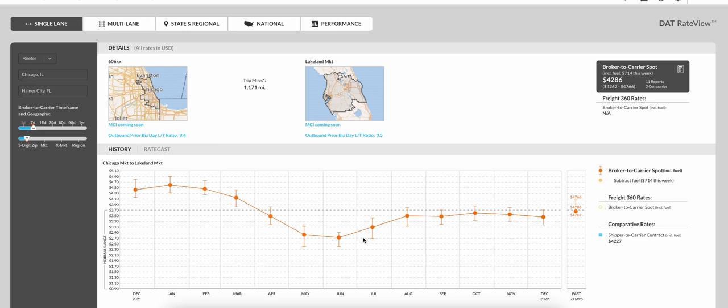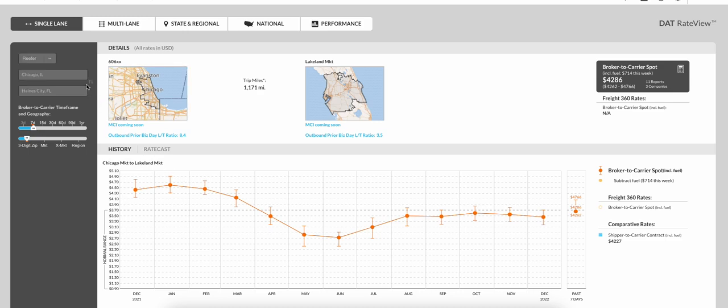So the rule of thumb here is, if you're going to send a truck into a location that does not have a lot of freight coming out, you're going to pay a lot of money, which is exactly what you see here in December, January, February of last year. Now, as the produce shipping season came into full swing, you see those rates decline rapidly.